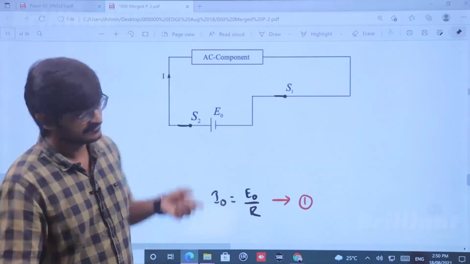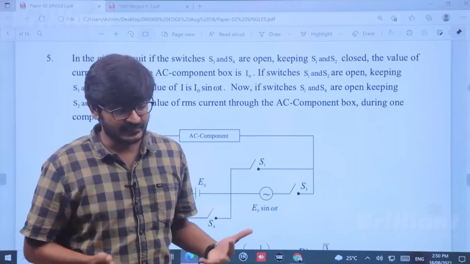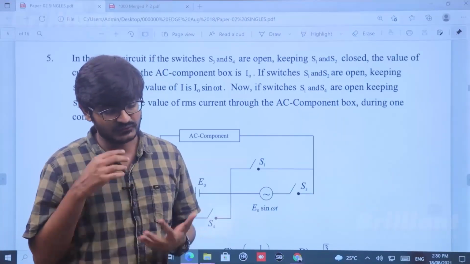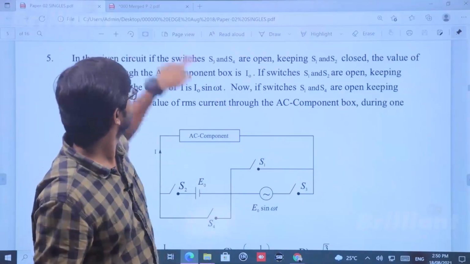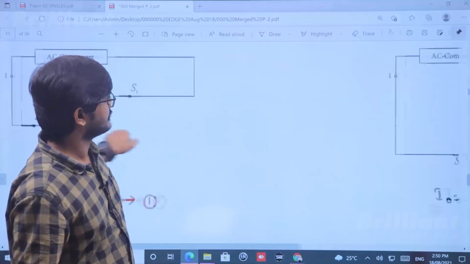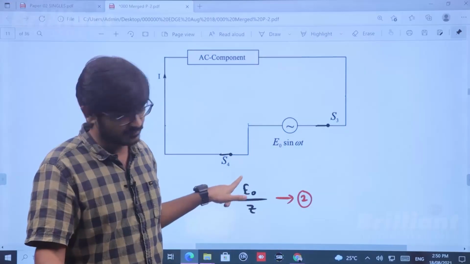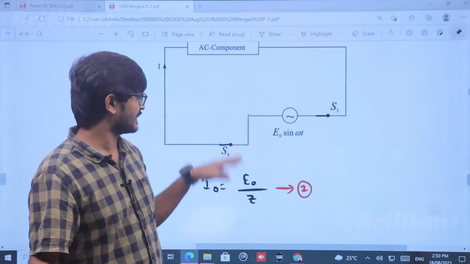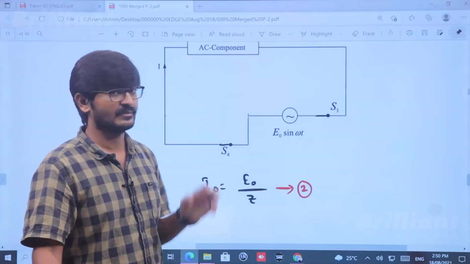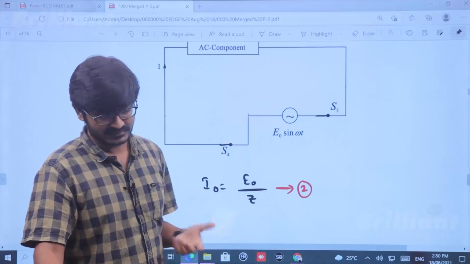Now in the second case, if the switches S1 and S2 are open, keeping S3 and S4 closed, the value of I is I0 sin omega t. So in the second case, when S3 and S4 are closed but S1 and S2 are open, the circuit will look like this, and it is AC circuit. In AC circuit, the maximum current will be given by E0 by Z. And the important thing is, it is in phase also, right?